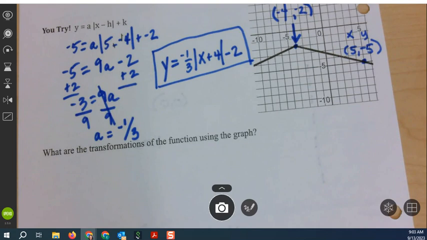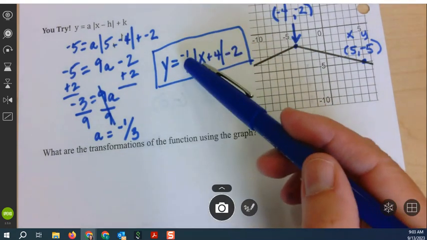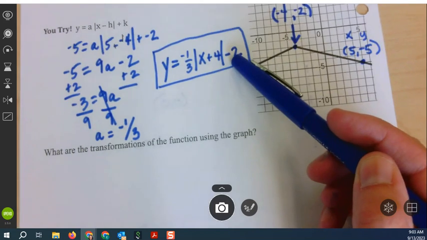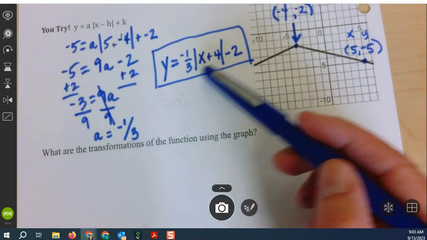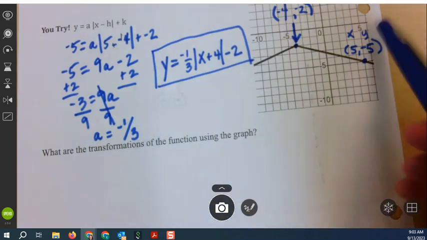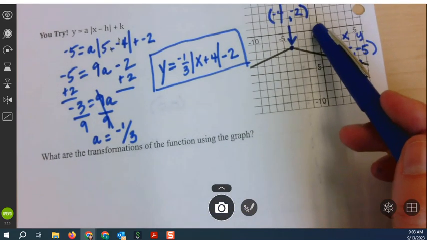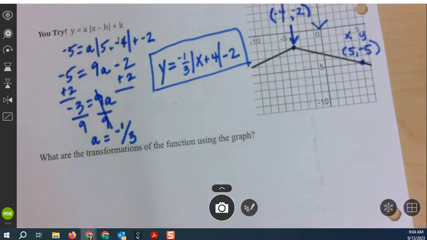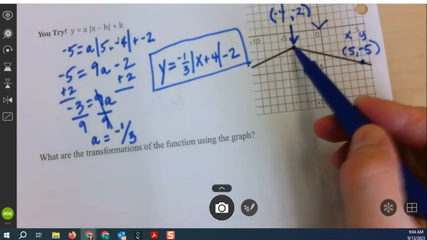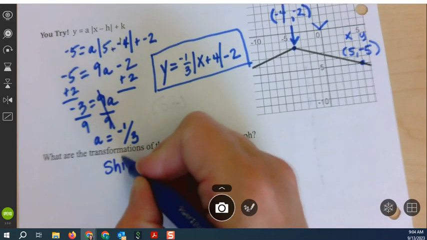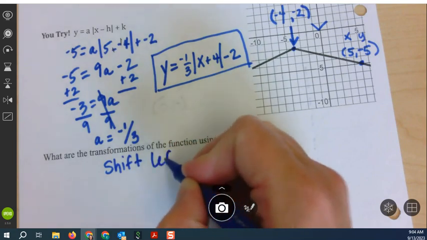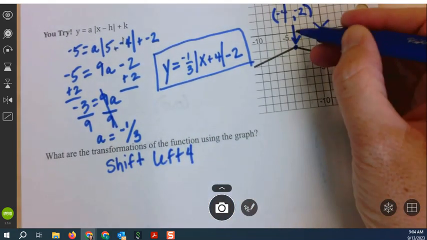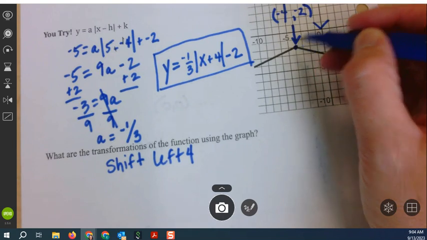All right, we're going to name the transformations. You can challenge yourself to name the transformations just from the equation. So looking at the equation, I know that +4 is going to move my graph left 4. Or you can look at the graph to name the transformation. So remember, it started here and it moved here. Moving from here to here, it shifted left how many? 4. Left 4. And then down how many? 2, good.